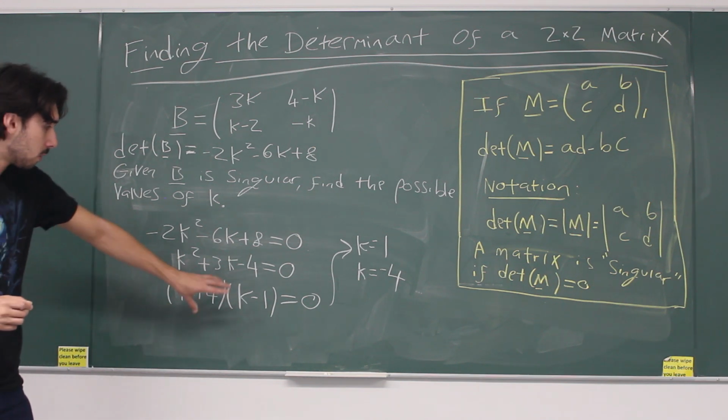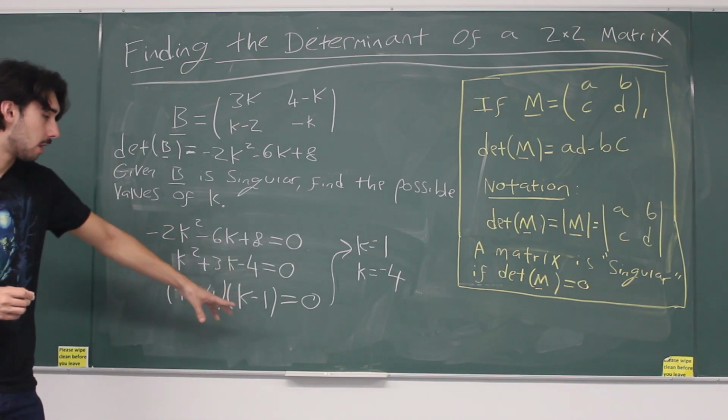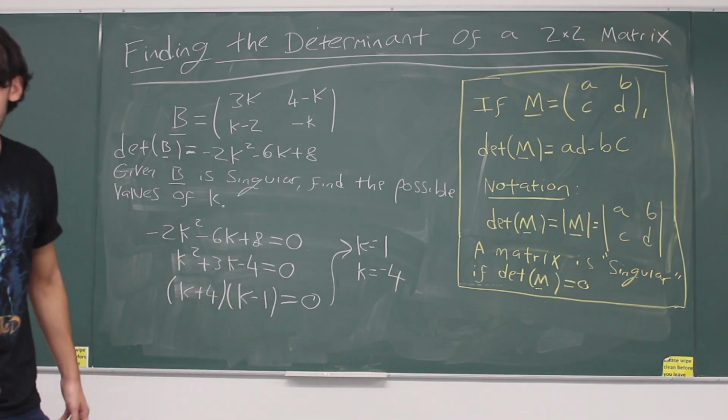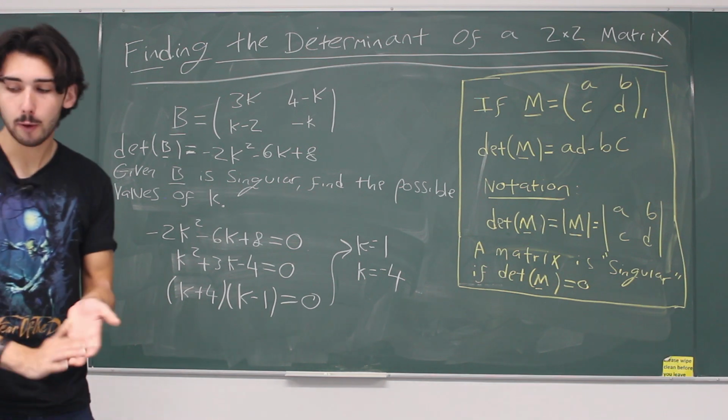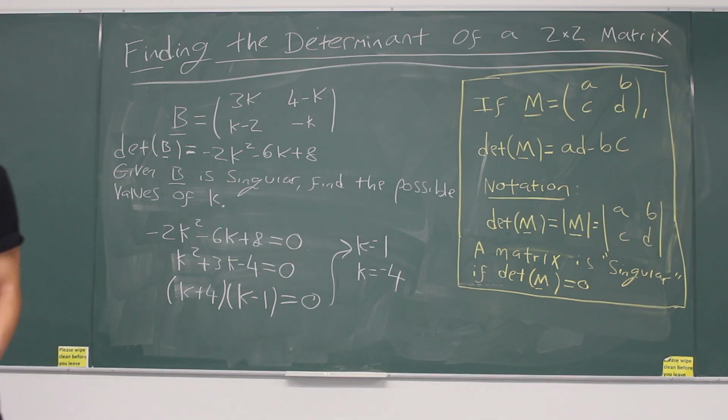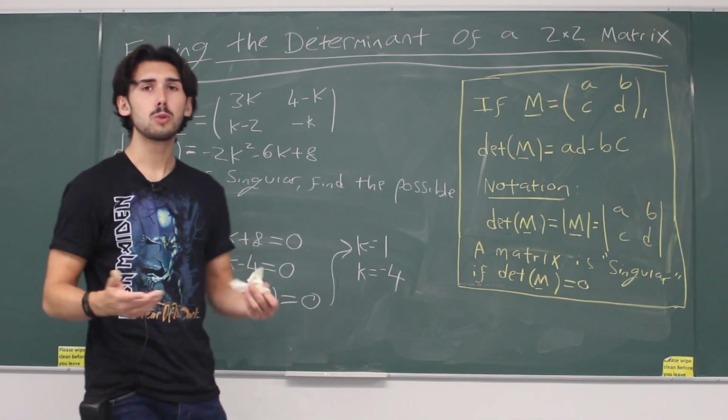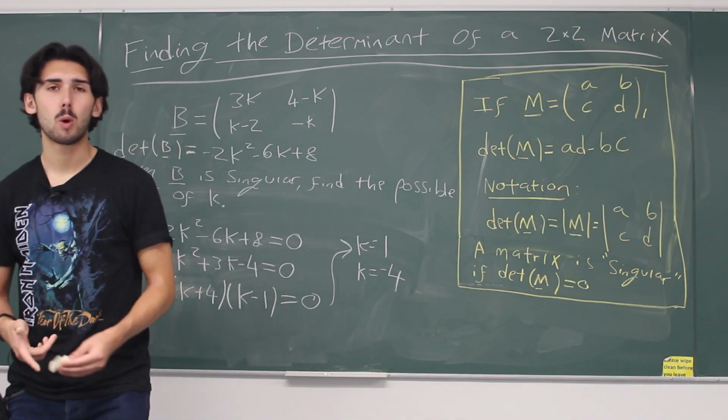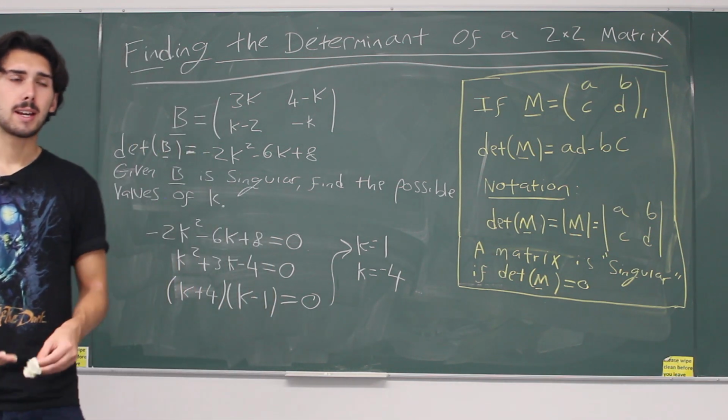If you plug in minus 4, 0. If you plug in 1, 0. So those were some questions involving determinants of 2 by 2 matrices, and also the use of the word singular and what that means and how you actually use that in a question.